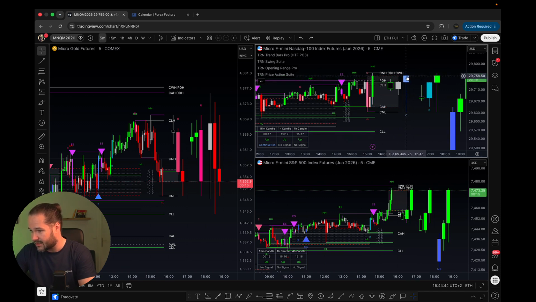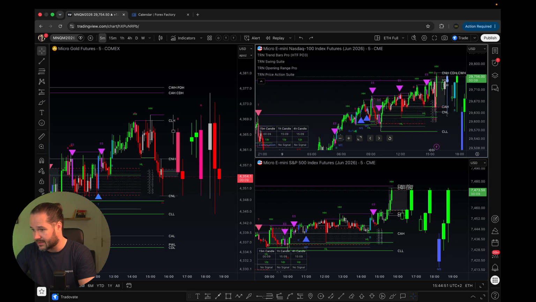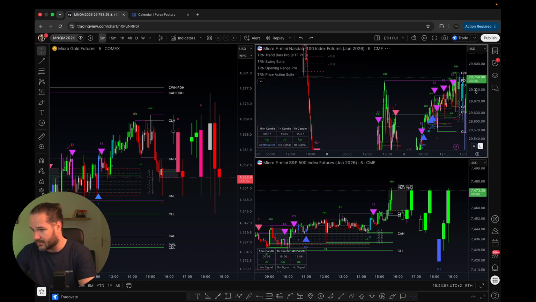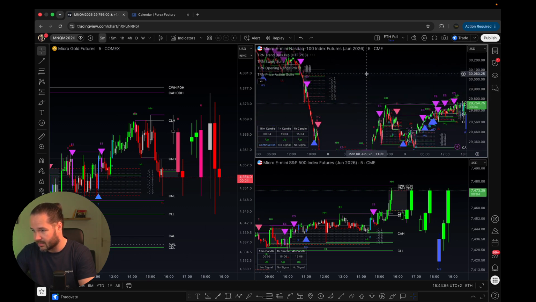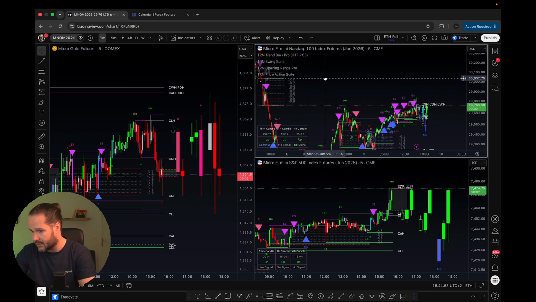We have this on the 15-minute chart. This is the 15-minute chart, the last 3 candles, another continuation bar. So this is a strong signal. I will give it a try, I guess. This would be the next target.